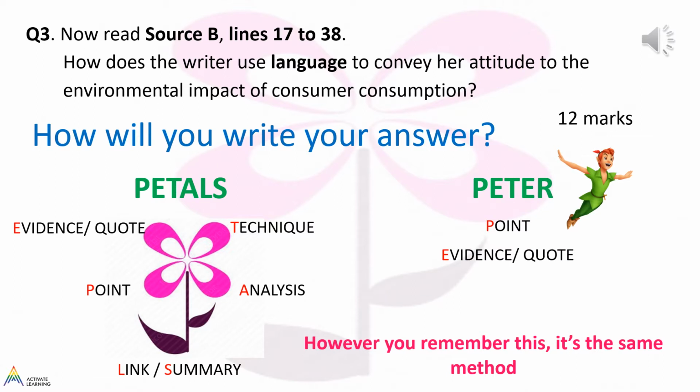There are a couple of ways of remembering how to do this question. We have petals: point, evidence, which means quotation, technique, and analysis, which is the same as explanation. You can also add a link or summary to that paragraph, or you could remember it by remembering Peter: point, evidence, which means quotation, technique, and effect on the reader. However you remember the method, it's the same method, and you're increasing the detail by adding your techniques into question 3.